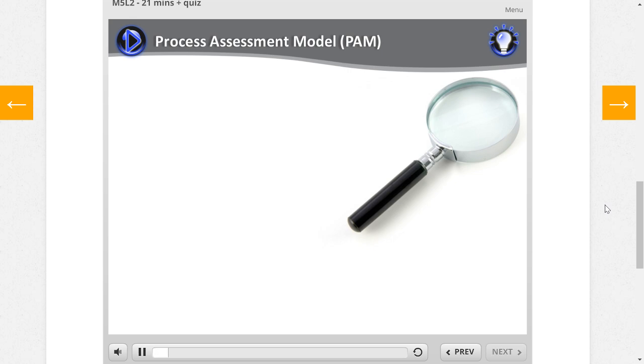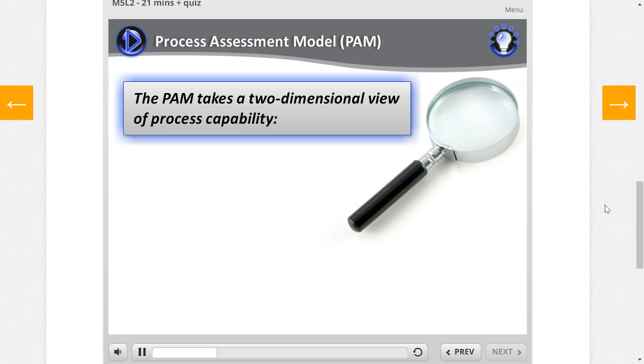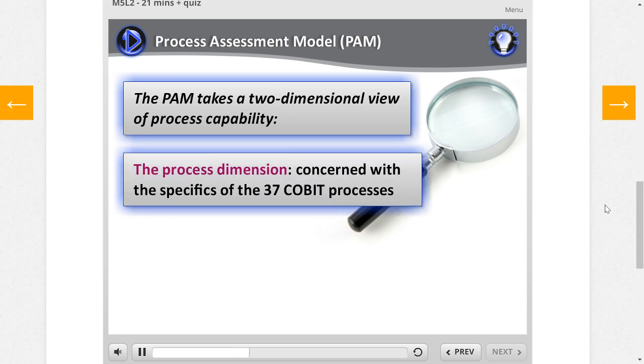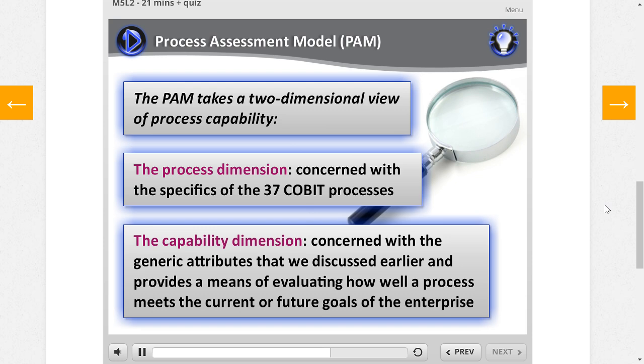The next topic we'll study is the Process Assessment Model, or PAM, as it's often referred to. The model takes a two-dimensional view of process capability. The process dimension. This dimension is concerned with the specifics of the 37 COBIT processes as defined by the process reference model that you learned about earlier. The capability dimension is concerned with the generic attributes that we discussed earlier in this lesson.